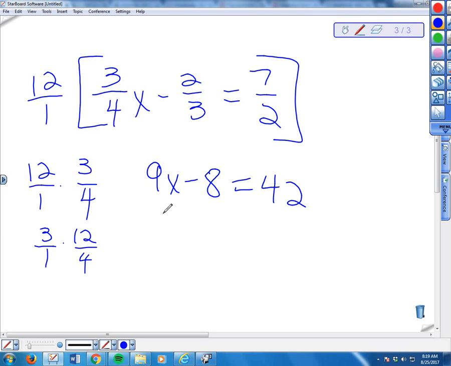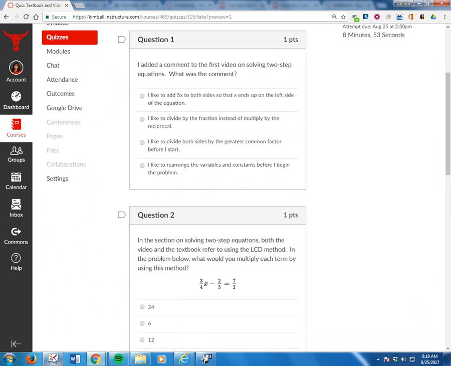This, to me, is a much simpler problem to deal with than this one. Everybody agree? Yeah. So that's the least common denominator method. Get rid of your fractions before you even start. Okay? All right, so long story short, the answer to that problem is 12. Okay.